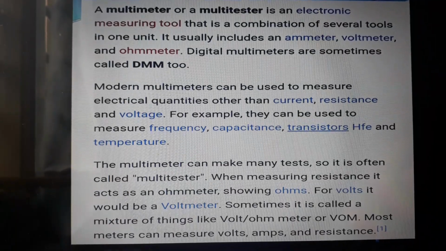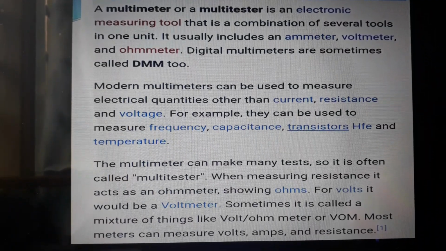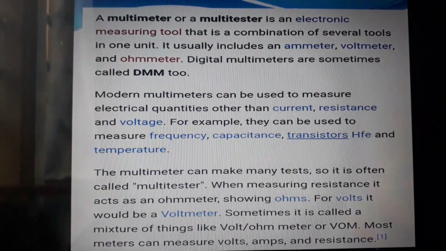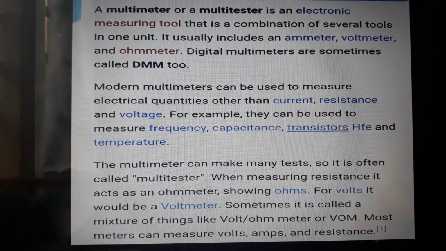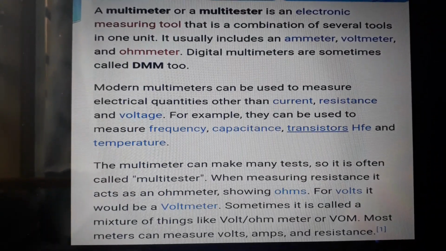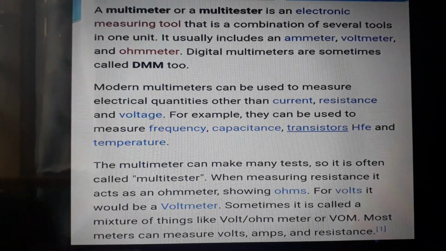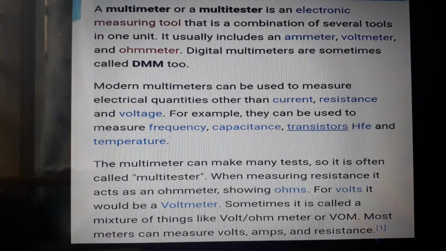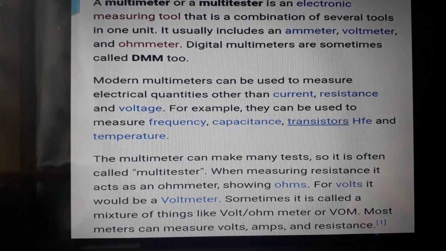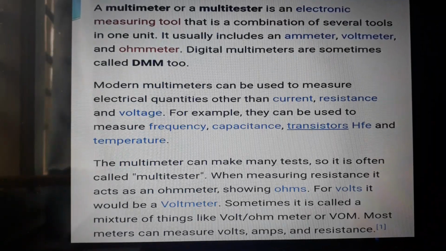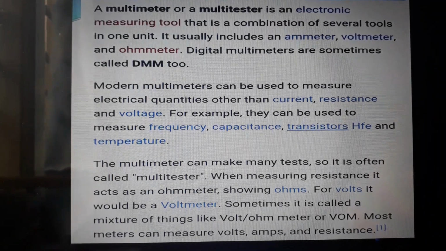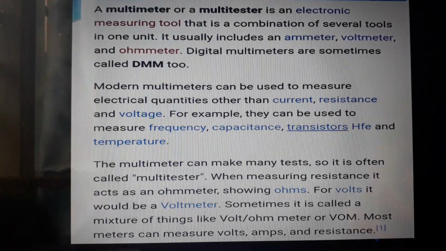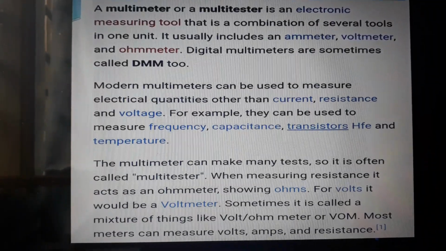The several tools combined are an ammeter, voltmeter and ohm meter. The ammeter is used for measuring current, the voltmeter is used for measuring voltage and the ohm meter is used for measuring resistance. These are all combined to form one measuring tool called a multimeter or multi-tester. Digital multimeters are sometimes abbreviated as DMM, that is, digital multimeter.